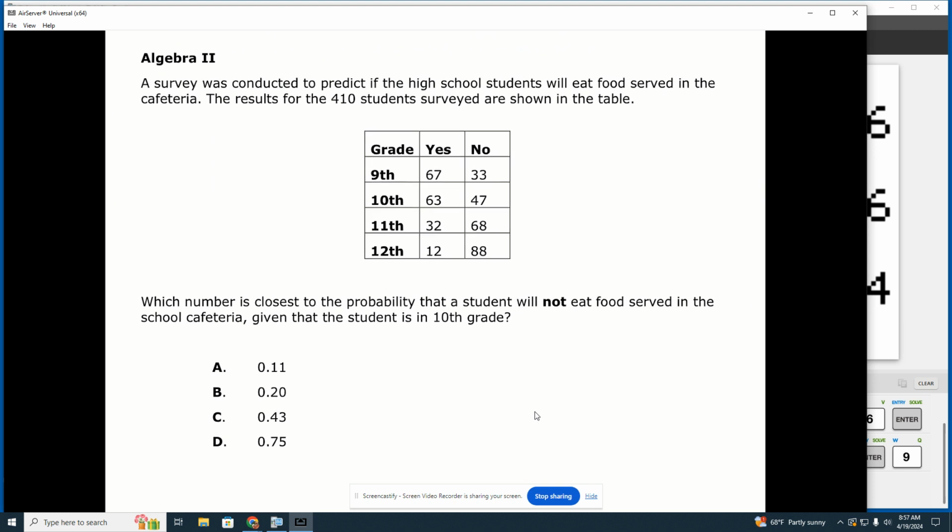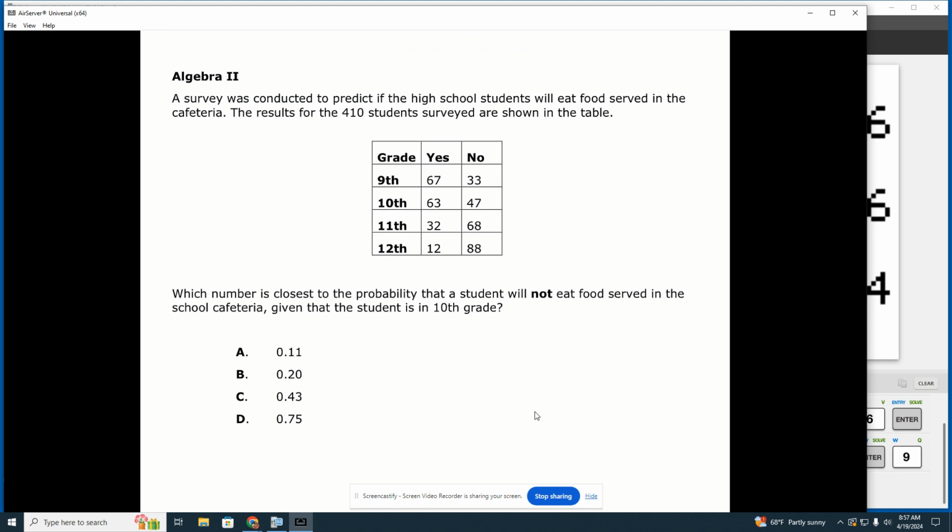Okay, number 58. A survey was conducted. In fact, I think we had this problem on the other review. There were a couple of them that were repeated, but let me go ahead and do this. You got 410 students surveyed. Here it is, 9th grade, 10th grade, 11th grade, yes, no. It says, which number is the closest to the probability that a student will not eat food served in the school cafeteria? So here, given that the student is in 10th grade.